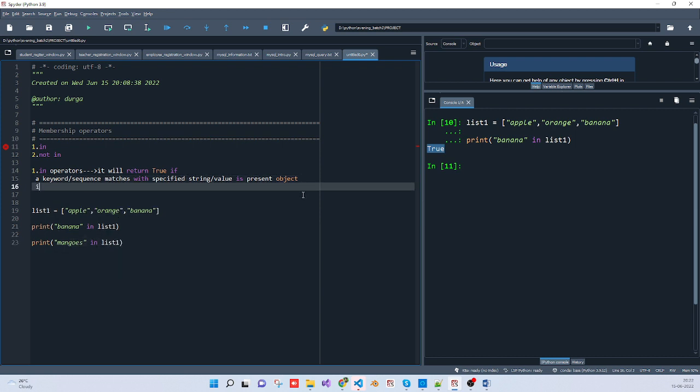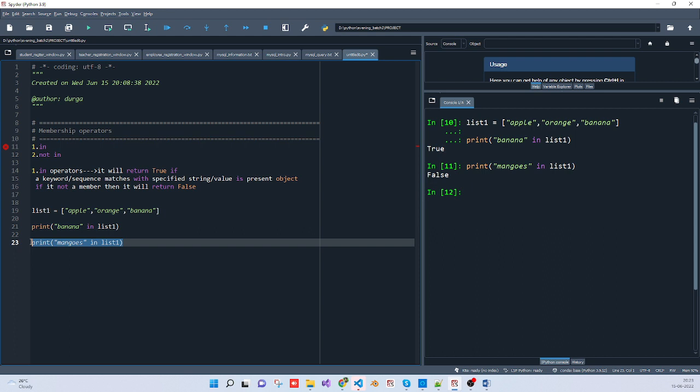If it is not a member, then it will return false. Now observe the output: false. Got it? So like this, we will check with the in operator.